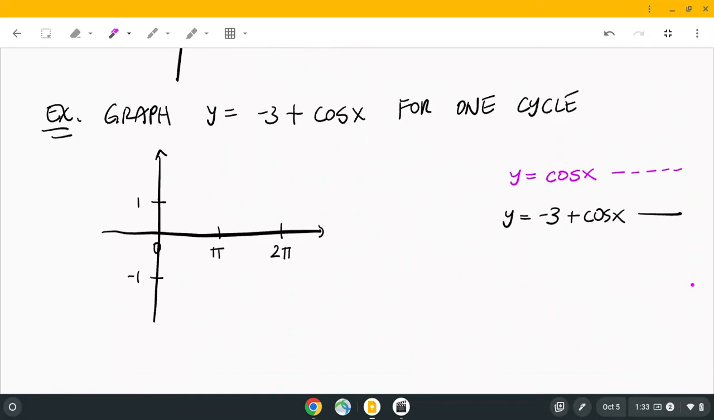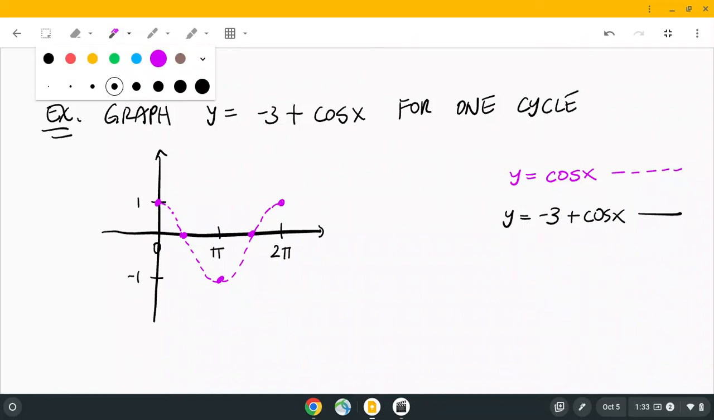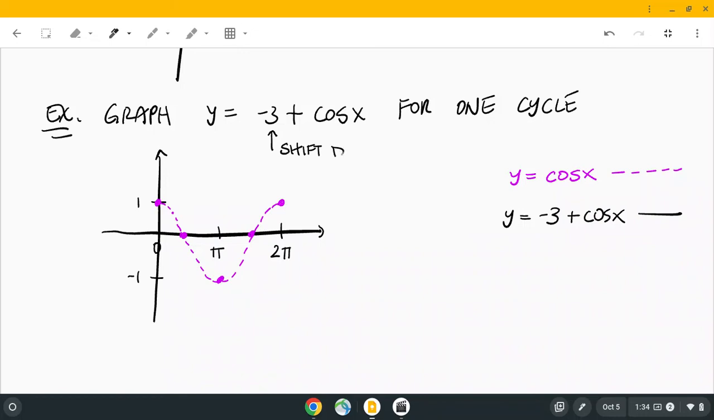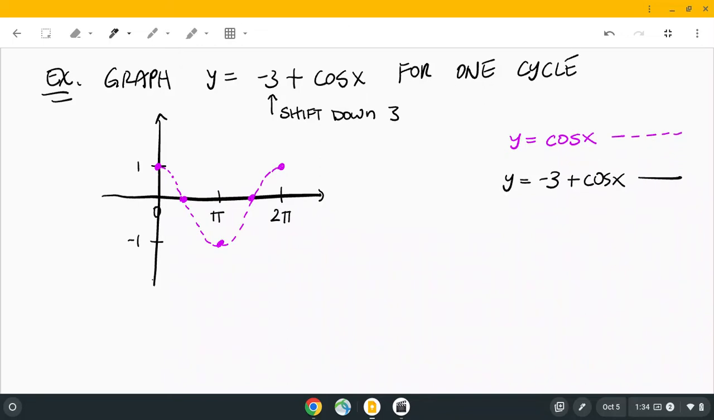Okay, so original cosine is 1 here, 1 here, -1 in the middle, and then 0 halfway between, 0 halfway between. Okay, so this is my cosine graph, and I have to graph this here. So this is going to shift it down 3. So shift down 3. All right, so I'm going to need to extend this.